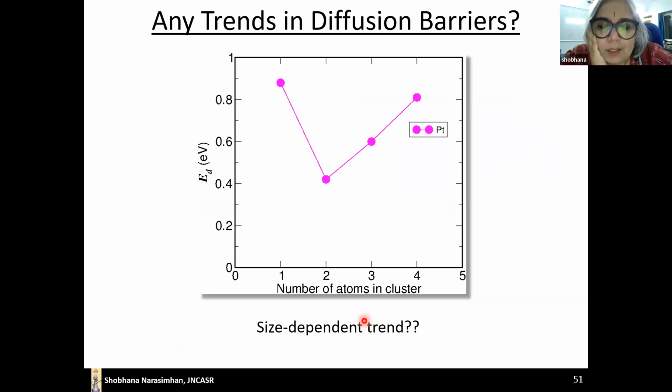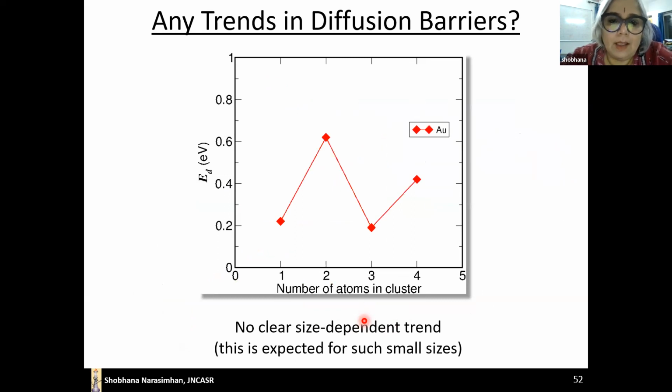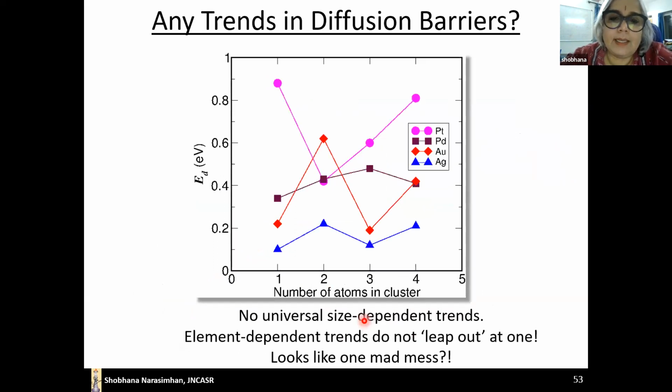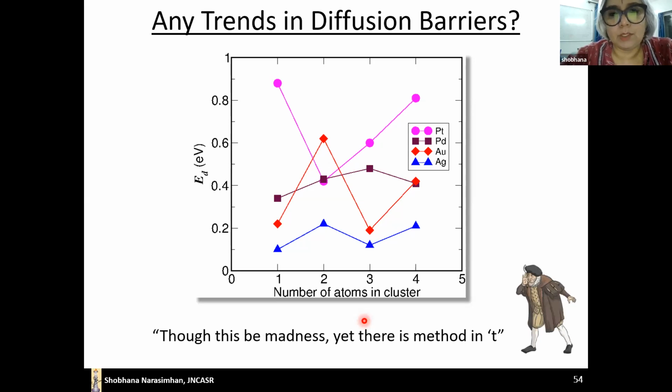So if I look at just platinum, it's not clear that there's any trend. Unlike the binding energies, which seemed at first to have a simple trend, the diffusion barrier looks much more complicated. And then if I put all my results for diffusion barriers together, it looks like a huge mess. Okay, but the somewhat surprising thing is that there are actually some trends hidden within this, which I will now show you.